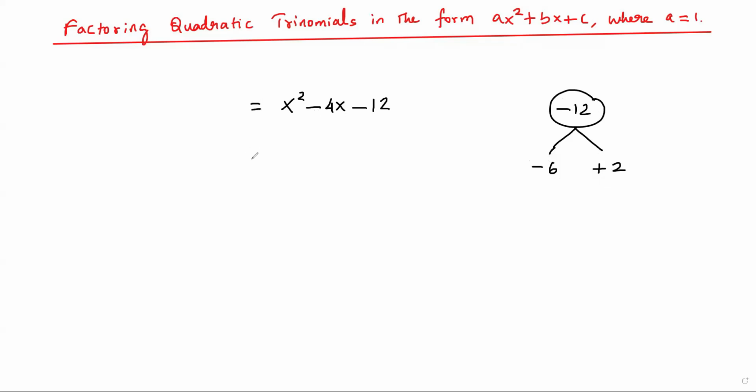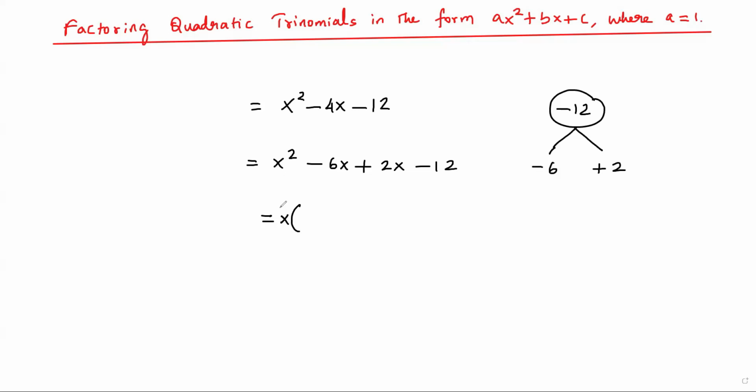Okay, as we have done in the first example, in this example also, we have to split up the middle term negative 4x into two terms using the factors negative 6 and positive 2. So then I get negative 6x, positive 2x, negative 12. When I combine these two terms, negative 6x and positive 2x, that is equal to negative 4x. Okay, now what is the greatest common divisor for these two terms? Just x. So x can be factored out.